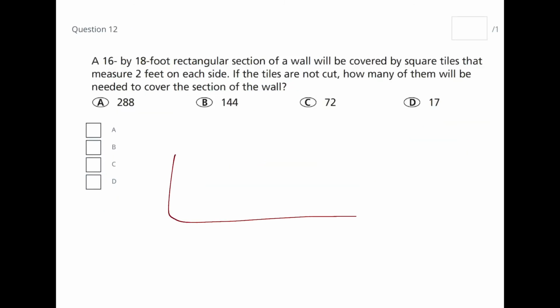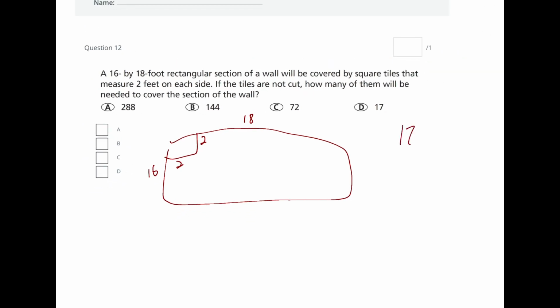So we have a 16 by 18 foot. Let's say this is 18 and this is 16, not to scale. The square tiles are 2 by 2, 2 feet on each side. If they're not cut, how many of them will be needed to cover? So the total area is going to be 18 times 16, or 288. Notice that's one of the answer choices. The area of each tile is going to be 4, 2 times 2. Let's divide that. 288 divided by 4. And there's our answer, 72.